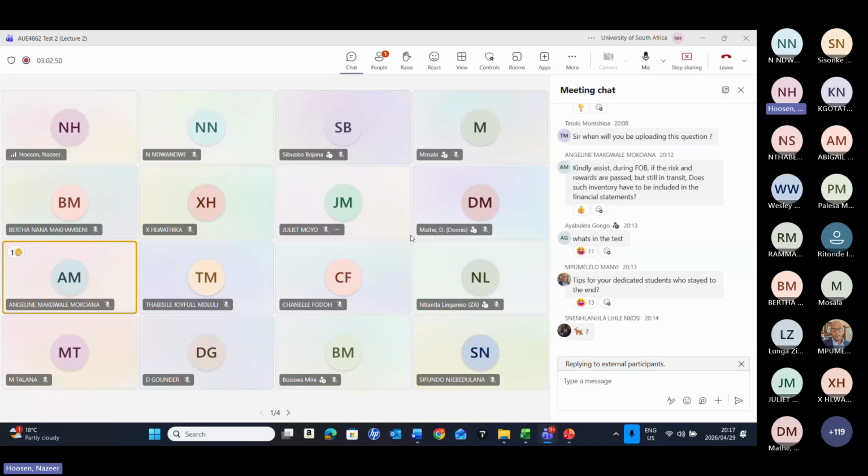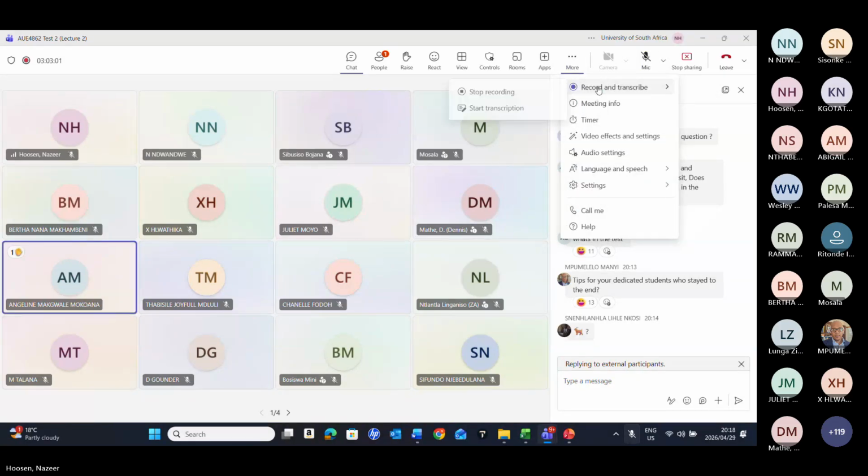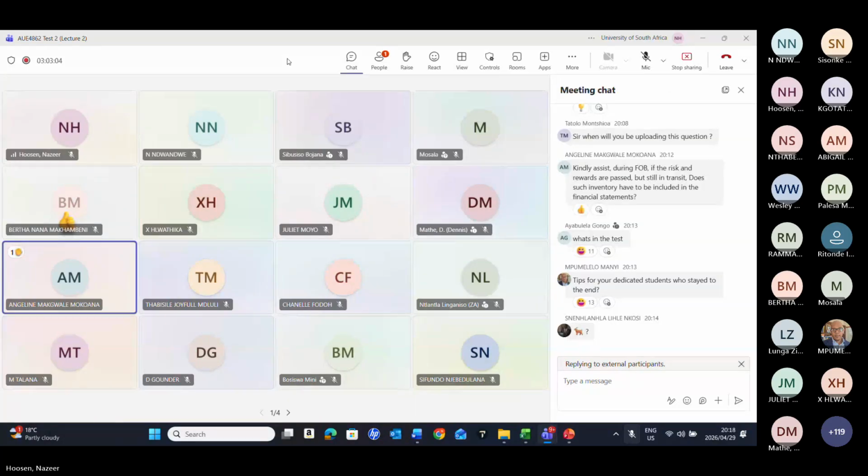Okay, I see we have a question from Angeline. Regarding the inventory, I would like you to listen to my risk and assess it. If I am to say that there is a risk that inventory in transit is not included in the financial statements, then I'll say that the assertion is completeness. Will that be correct? Because from your understanding, I had that this inventory that is still in transit must be in the financial statements.